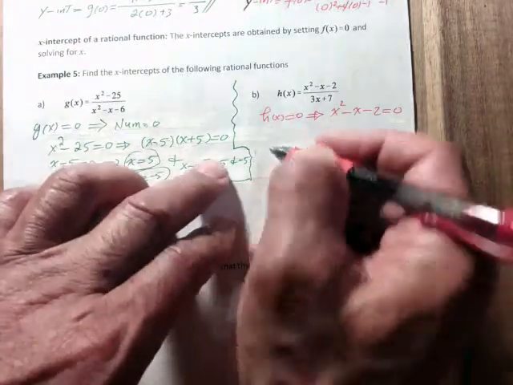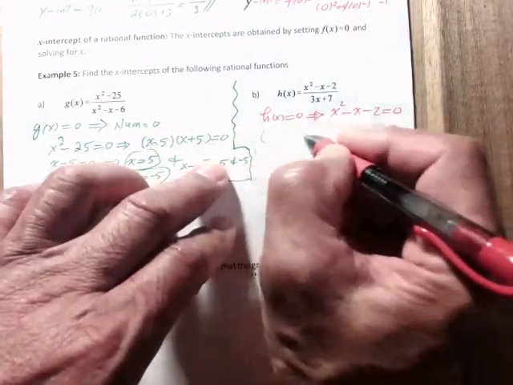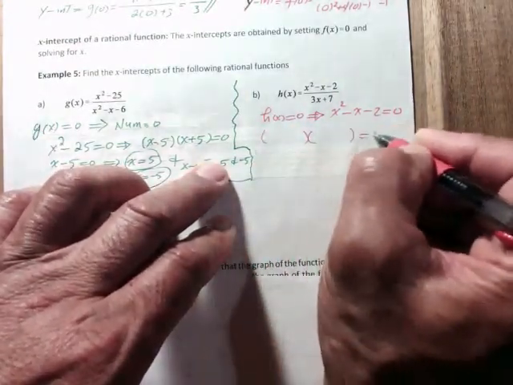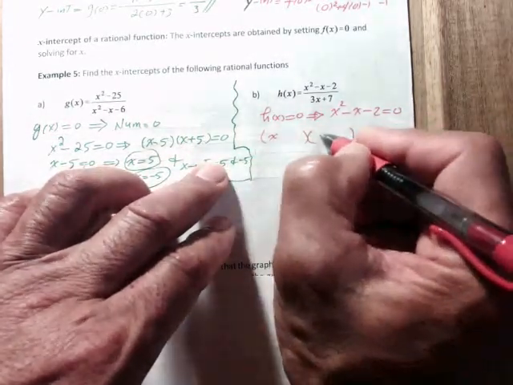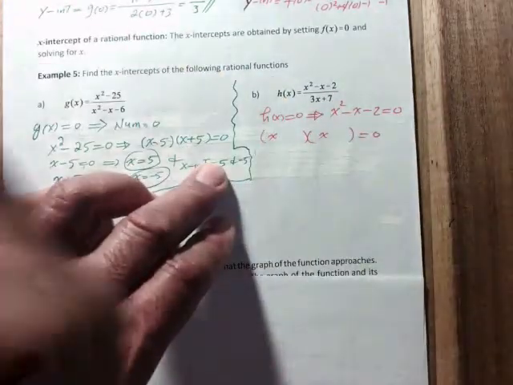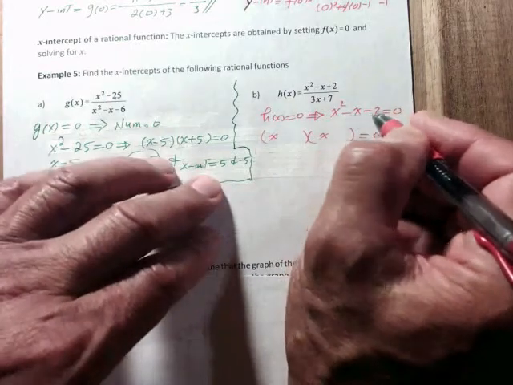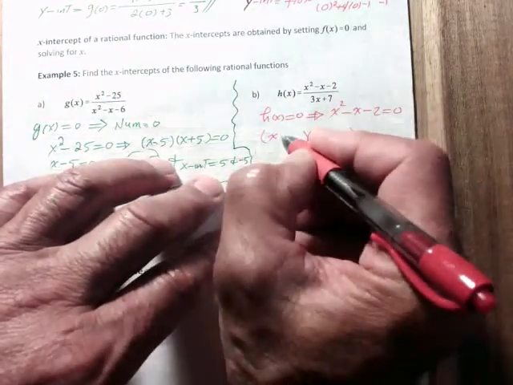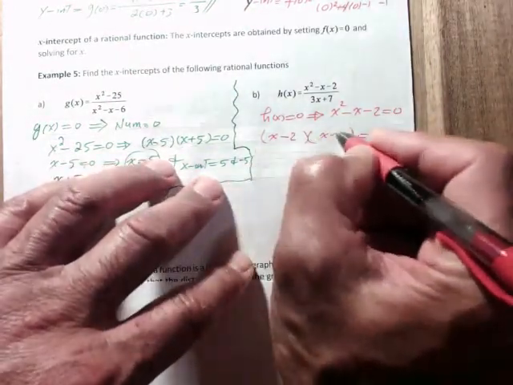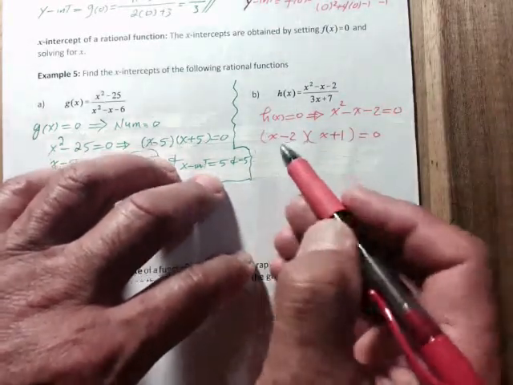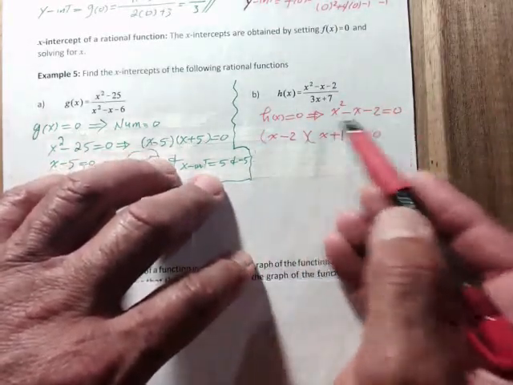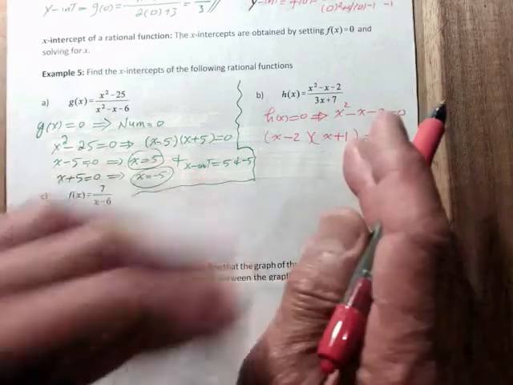And I can factor this. Factor it like this. I have x here and x there. Then you're looking for two numbers. They add up to minus 2. The product is negative 2. So it's minus 2 and plus 1. You see? So if you work this out, you get this back. So this is a factorization.